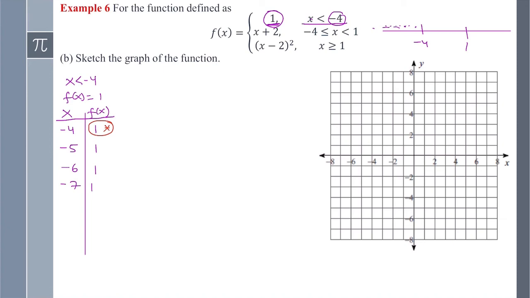Now for the second piece, x is in between, so let me use a different color. For the second piece, x is in between -4 and 1, where -4 is included, and the definition of the function that we are going to use is x plus 2. So let's go ahead and make a table for this one as well.